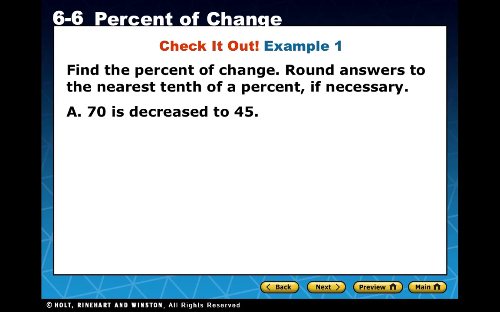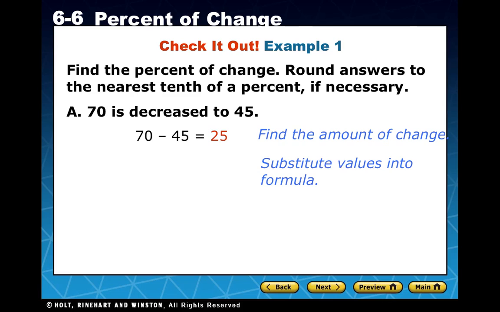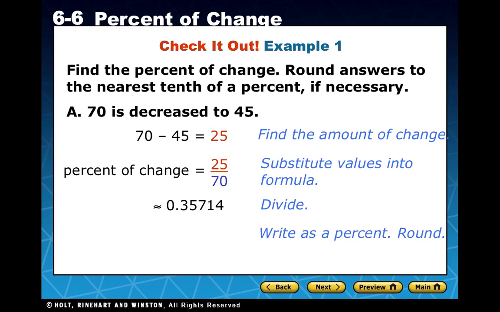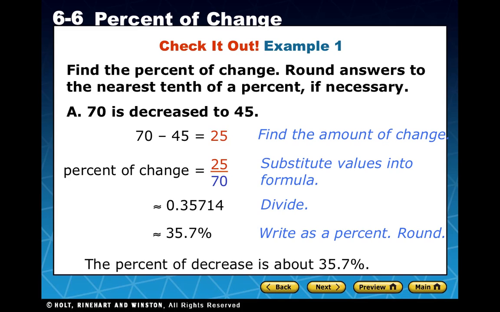Okay, we'll speed through this one. 70 is decreased to 45. So again, we're going to find the difference between the two numbers and then substitute it into the formula. The amount of change is 25. The original amount is 70. We're going to divide and change it to a percent. So we have about 35.7%, and that is a decrease.